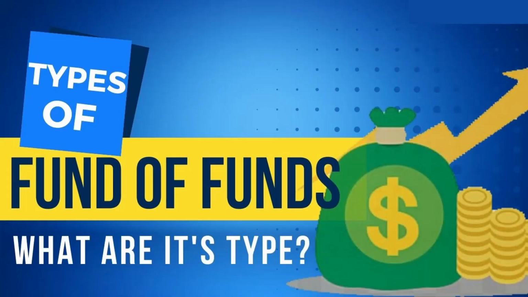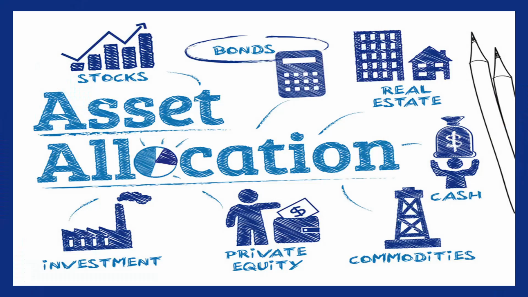Let's now look at the different types of FOFs available in India. FOFs can differ depending on the fund's investment objective, and we shall be looking at some of the most popular ones. The first being asset allocation funds. These FOFs invest in different asset categories such as equities, debt, and commodities like gold. For example, they could invest in one equity fund scheme, one debt fund scheme, and one gold fund scheme. It helps you to diversify your investments across different asset categories to earn better returns by minimizing the portfolio risk.